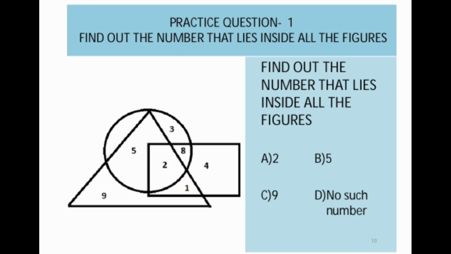Now we can proceed to practice questions. The first practice question is, find out the number that lies inside all the figures. The question means the region which is intersected by all the three figures. The figures given here are rectangle, circle and triangle. I'll give you 20 seconds for solving this question.